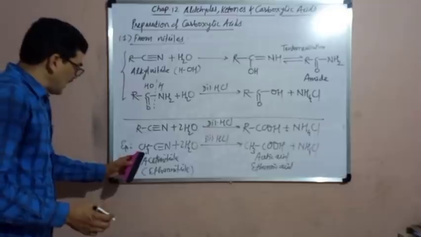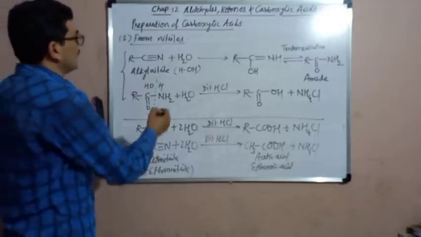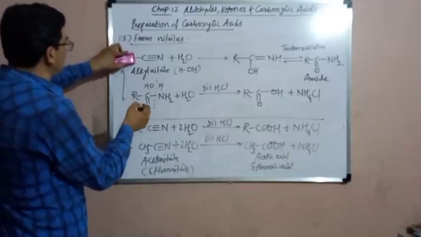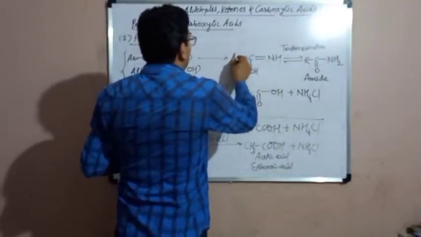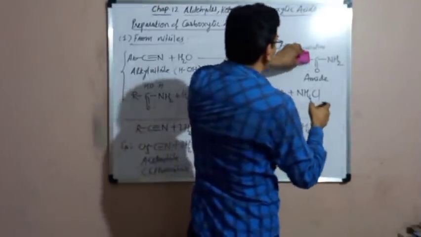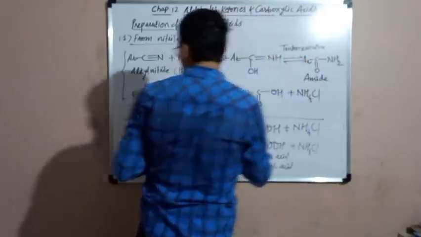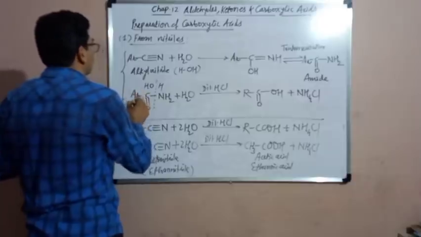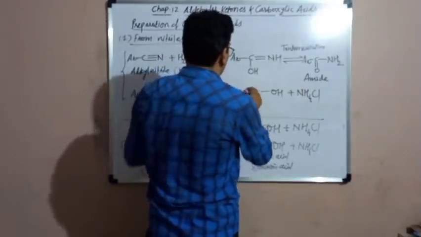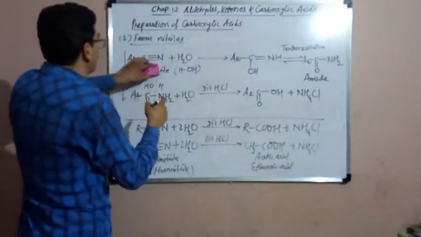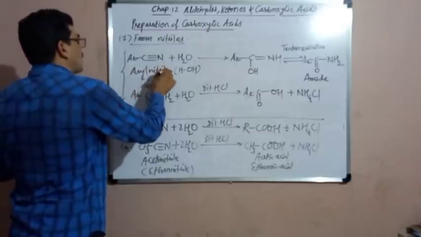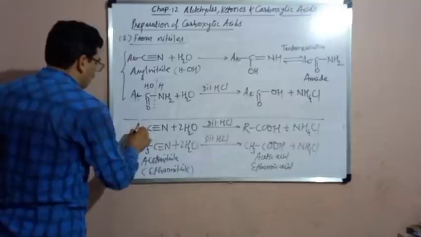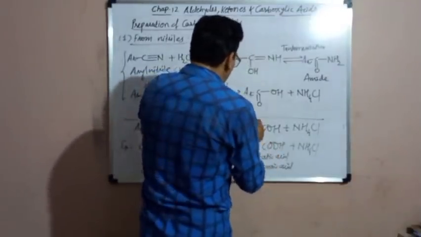Here we can obtain the aromatic carboxylic acid also. If we take aromatic nitrile, aryl nitrile, here in place of R, if there is an aromatic group, that is the Ar, then there is a formation of aryl, aromatic carboxylic acid also. In this way, the aryl nitrile will give aromatic carboxylic acid. This is the aromatic carboxylic acid.